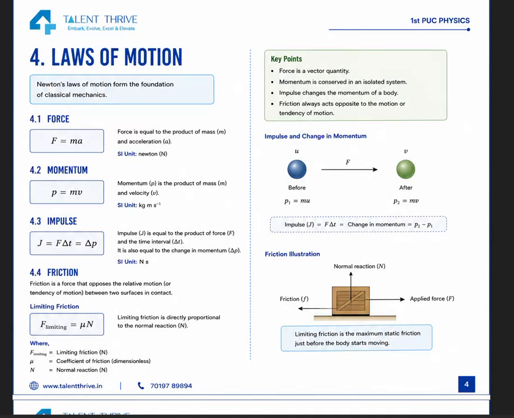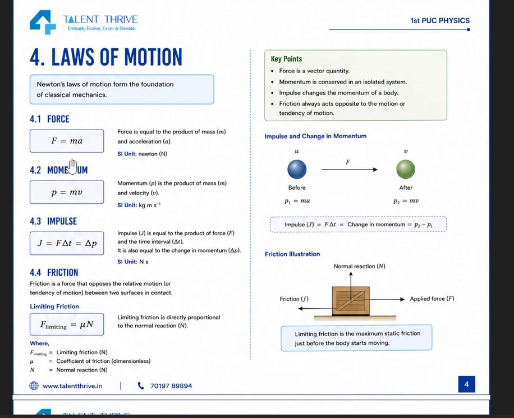Okay, so hello. This is the fourth chapter in your PU grade, which is laws of motion. If you see here, you have certain concepts which are really important for your 12th grade as well. So let me explain a little of the concepts here.